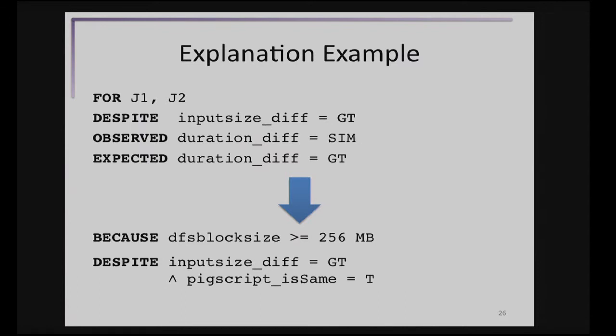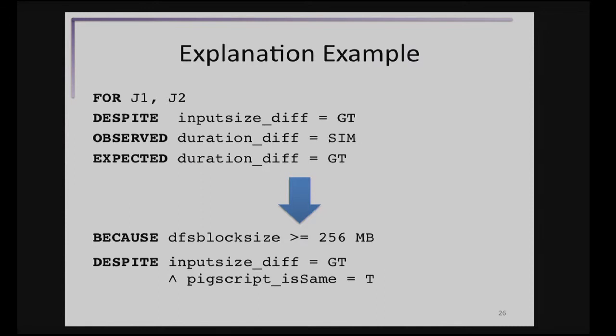I expected J2 to be much faster, but instead they took the same amount of time. What our tool said is because they use the same number of instances. Because in general, when two jobs use the same number of instances, they tended to run in the same amount of time. But in this case, this explanation doesn't help us at all.